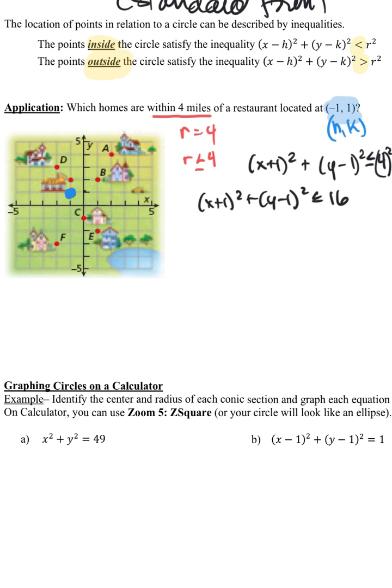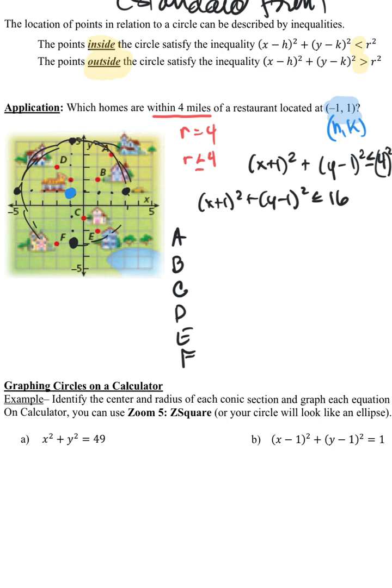So I'm going to go 1, 2, 3, 4, in each direction. And so I know this is kind of the circle, but it's kind of hard to see. I know certain houses are within that 4-mile radius. So if I look at all the houses, let's see, what do I have? I have house A, I have house B, C, D, E, and F.